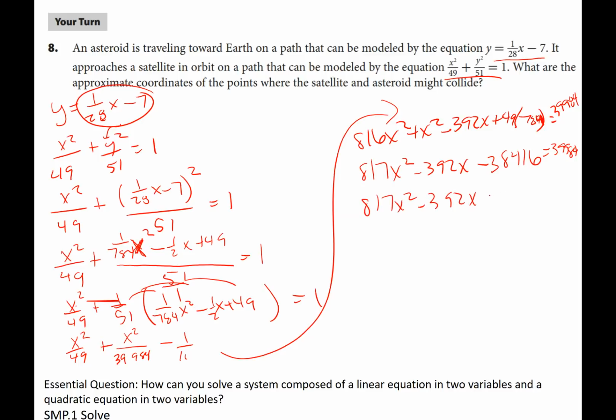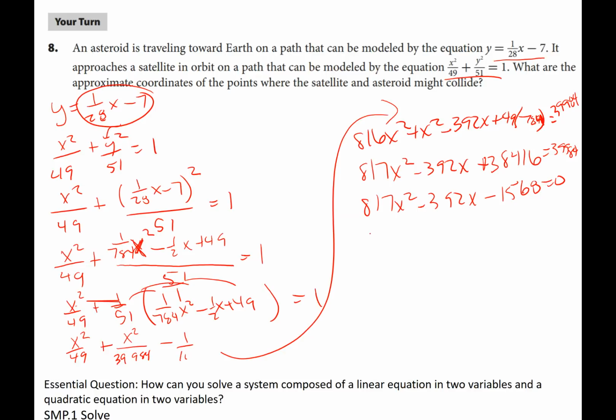So 3982x, we're going to move that over, and we end up, when we subtract that over, with 817x² + 392x − 1568 = 0. That should have been positive. Okay. From here, we would do the quadratic formula, and while we're doing this, I might as well show you how to put it in the calculator nicely.